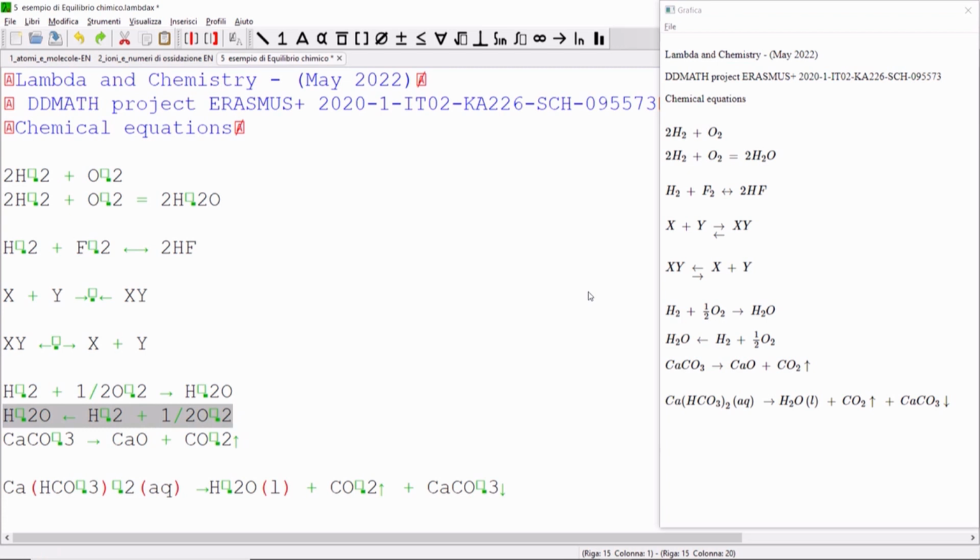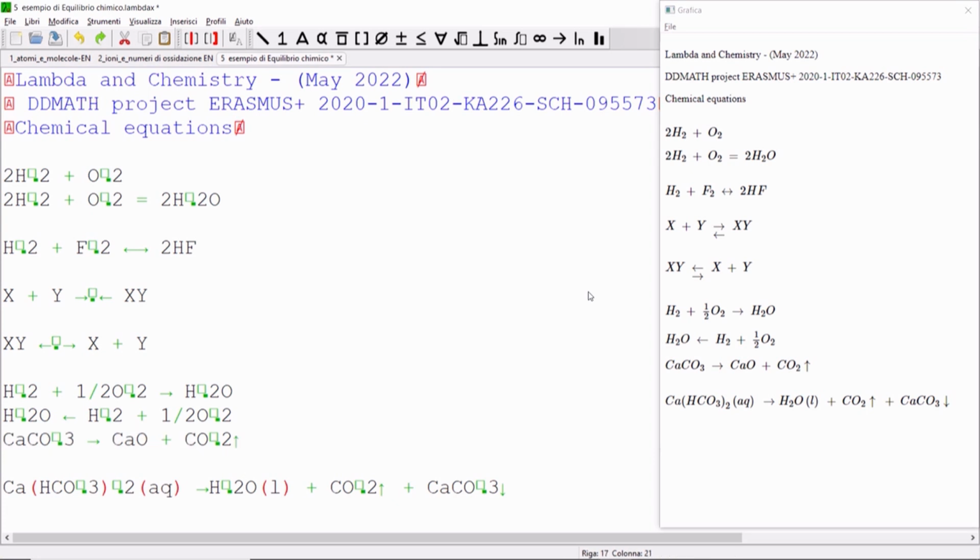We present a decomposition reaction, directed with liberation of a gas. An up arrow is inserted in this case. CaCO subscript 3 right arrow CaO plus CO subscript 2 up arrow.